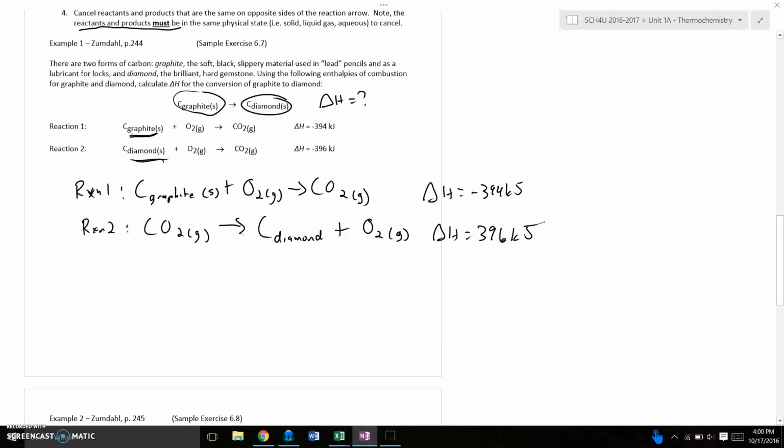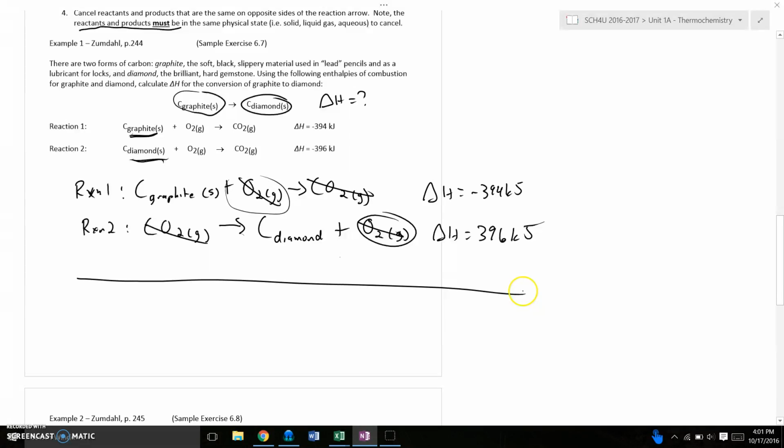Now you're going to look on both sides of the equation for things that occur on both sides in the same state. For example, oxygen gas: I have 1 mole of oxygen gas on the left and 1 mole on the right, so those cancel. Same with the carbon dioxide. So my total reaction, as I add it up, is C graphite in the solid state producing diamond in the solid state. So this is my final reaction. Everything else cancels out, and I'm left with the reaction that I'm looking for.